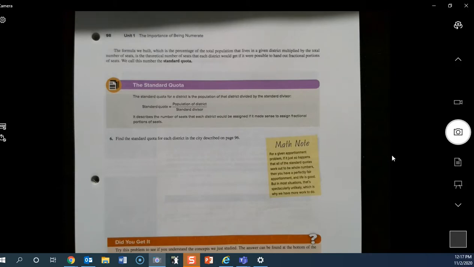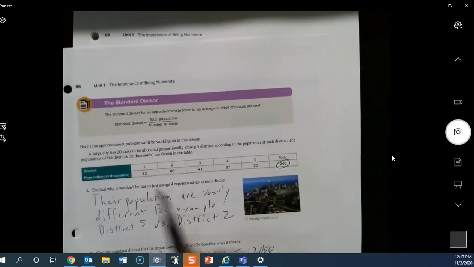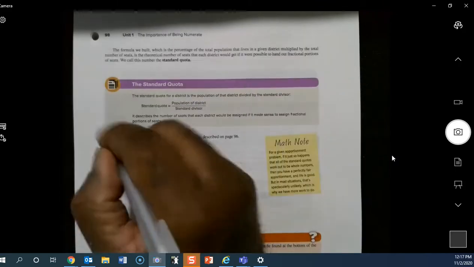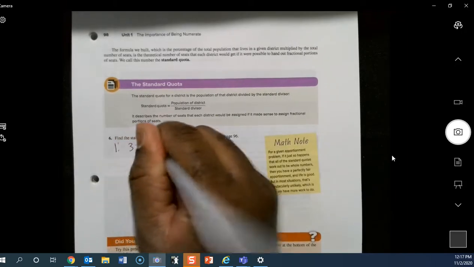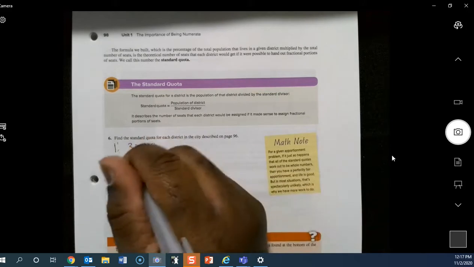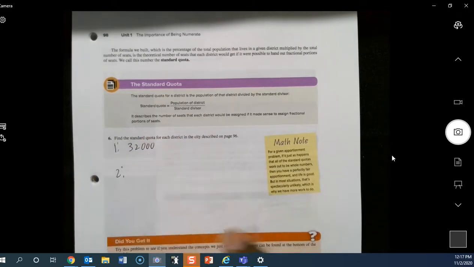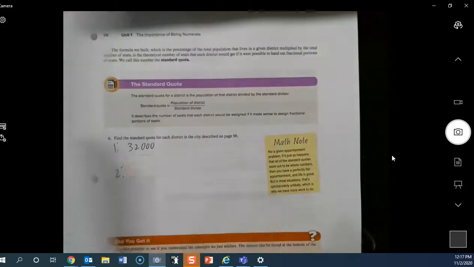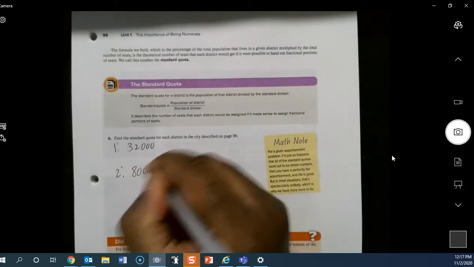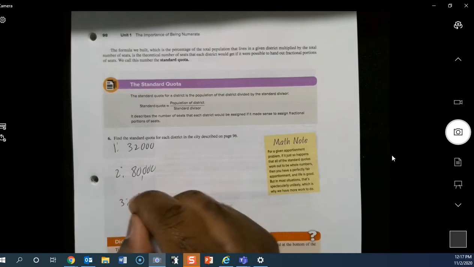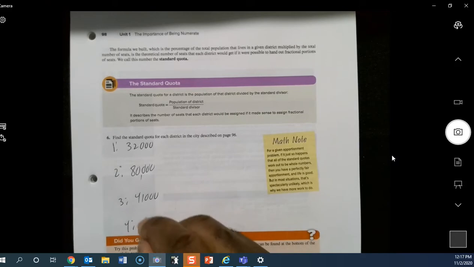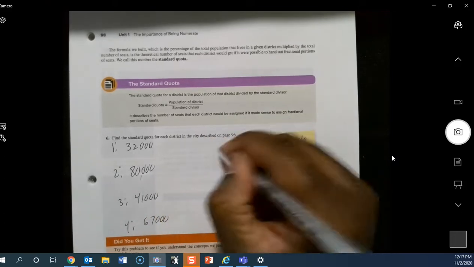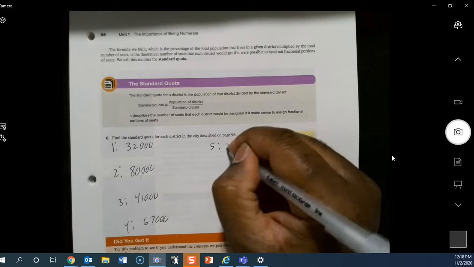Okay, so with that being said, it says find the standard quota for each district in the city described on page 96. Now, if you look here back on page 96 at the districts, District 1 is 32,000. So what I'm going to do, I'm going to just write the district number, and I'm going to write their population of the district. And I'm just going to do that for each district here. District 2 was 80,000. District 3 is 41,000. District 4 is 67,000. And District 5 is 20,000.